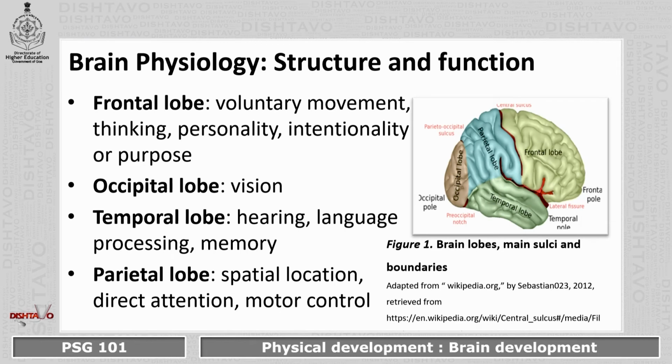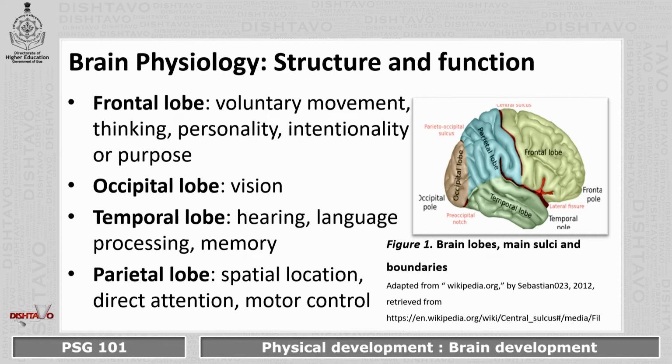The frontal lobe, as you can see from the PowerPoint, is involved in voluntary movement, thinking, personality, and intentionality or purpose. The occipital lobe is involved in the function of vision. The temporal lobe facilitates hearing, language processing, and memory. And finally, the parietal lobe helps to register spatial location, direct attention, and maintain motor control.